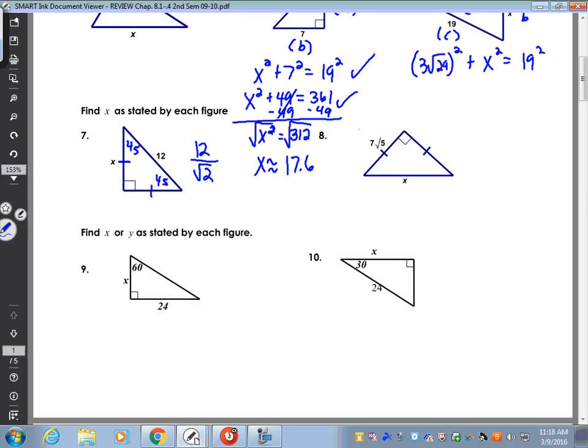All right, I cannot leave this answer like this. Multiply by the square root of 2 on the top and the bottom. Yep, it is 12 square root of 2 divided by 2, which becomes 6 square root of 2. And that is our answer. That is our x.